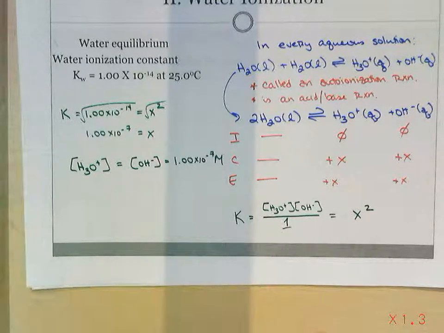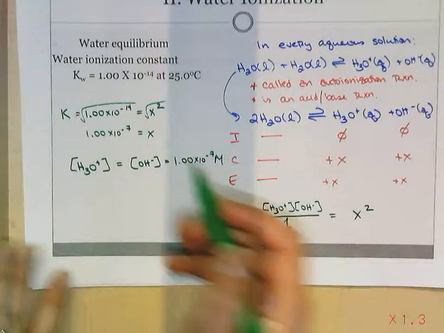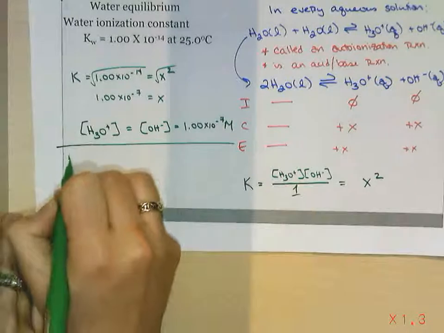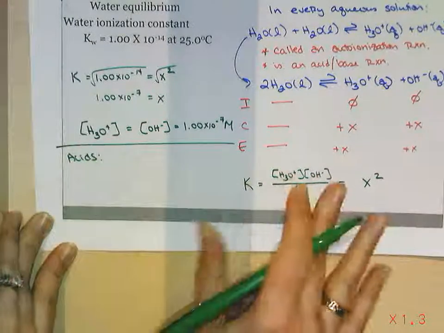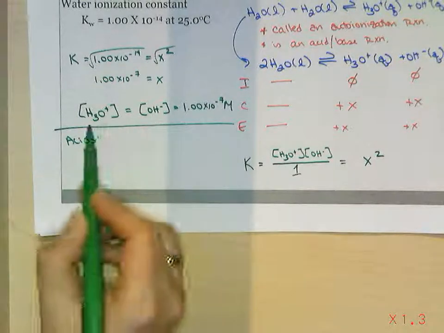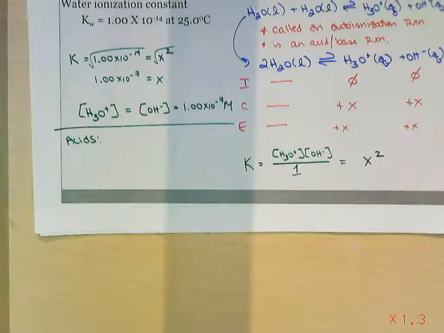So, let's talk about, I didn't leave myself any space. Okay. If you have an acidic solution, which one is in dominance? The hydroxides or the hydroniums? Hydroniums are in dominance, okay?